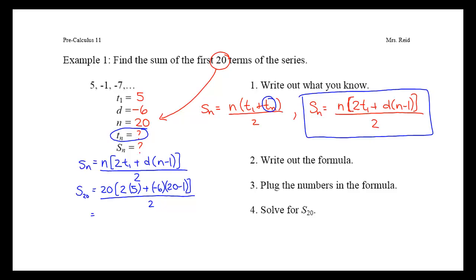If I plug the stuff in the brackets into my calculator there, I end up with 20 times -104, all divided by 2. And if I plug all that into my calculator, it gives me -1040. So that is the sum of the first 20 terms.